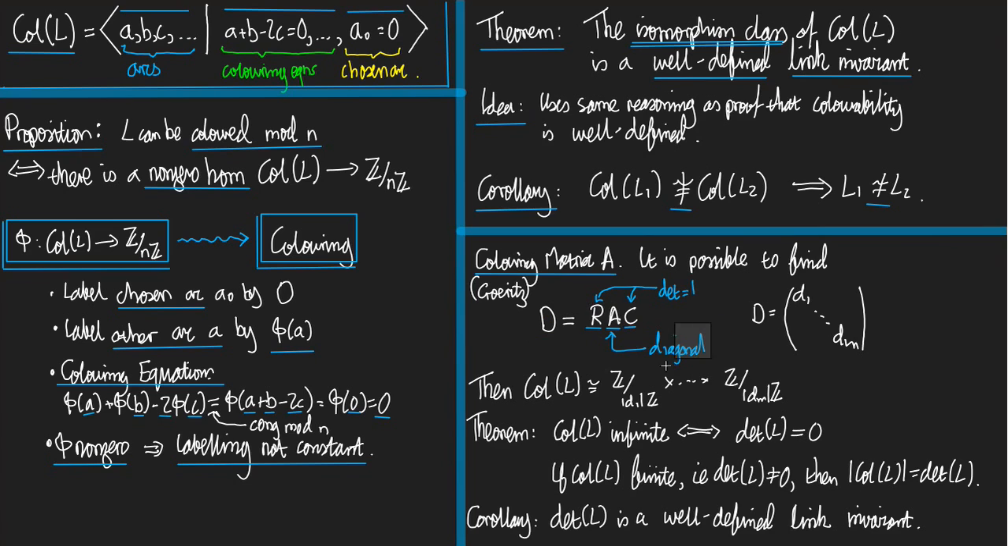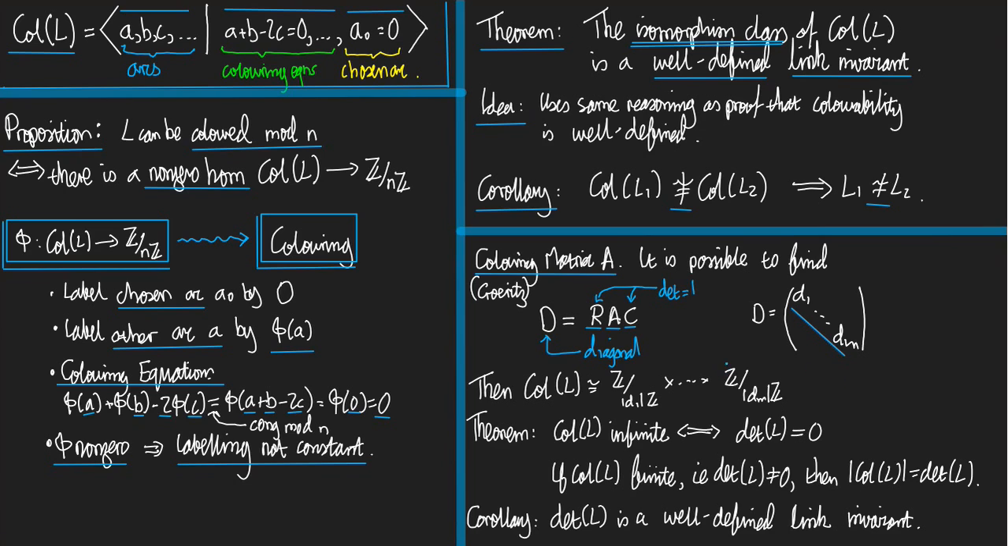So my label that said diagonal was in the wrong place. It should have said that D is diagonal. So let's rewrite that. There. D is diagonal. I can take my coloring matrix A, multiply it on the left by an integer matrix R with determinant 1, on the right by another integer matrix C with determinant 1, and the thing that pops out will be diagonal, and it will have this form here. Let's call the diagonal entries D1 up to DM.